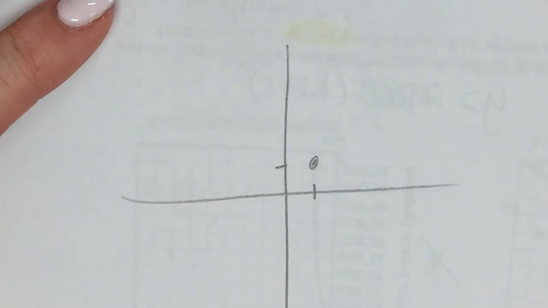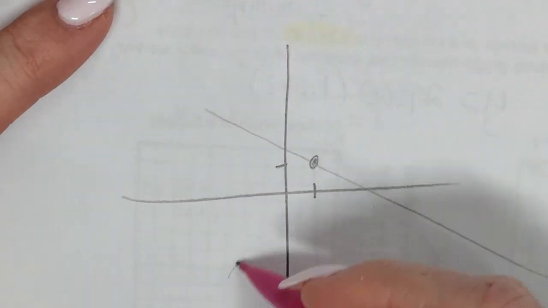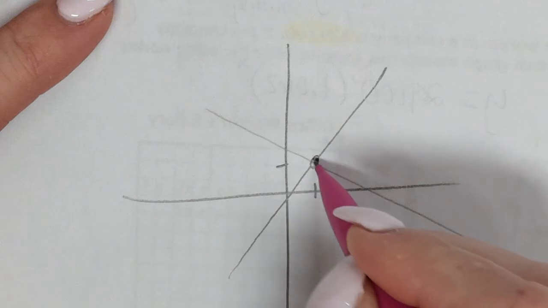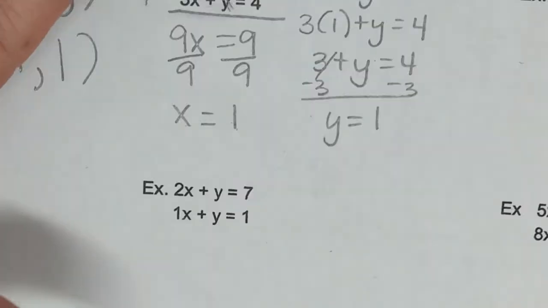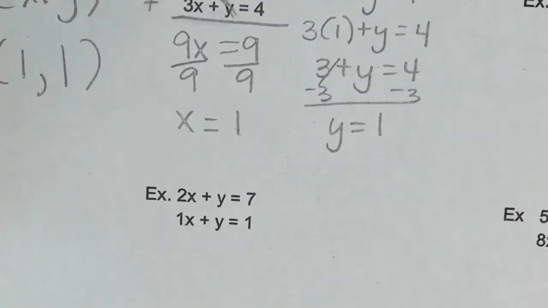Now, I don't know what the graphs would look like. Could be something like this, but that is where they would intersect at 1, 1. Make sense? This is called the elimination method. The first step is to eliminate one of the variables and solve for the other. Once you have it, plug it back into one of the equations to solve for the other one.